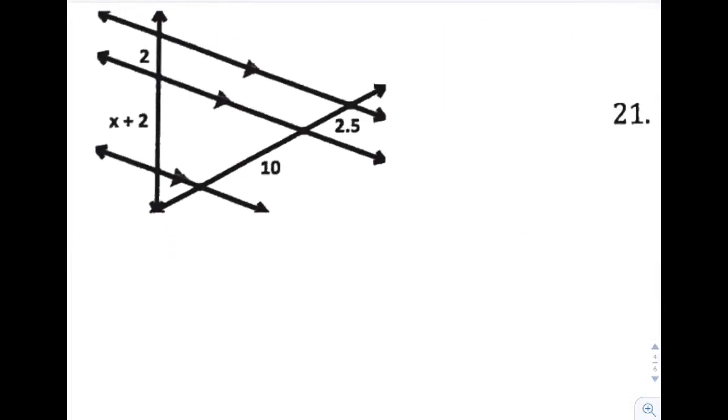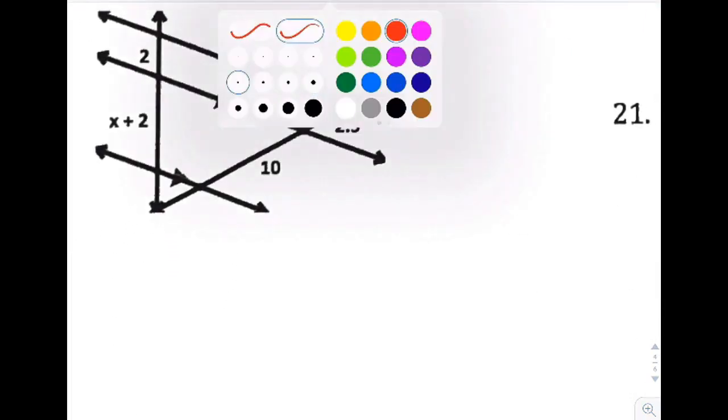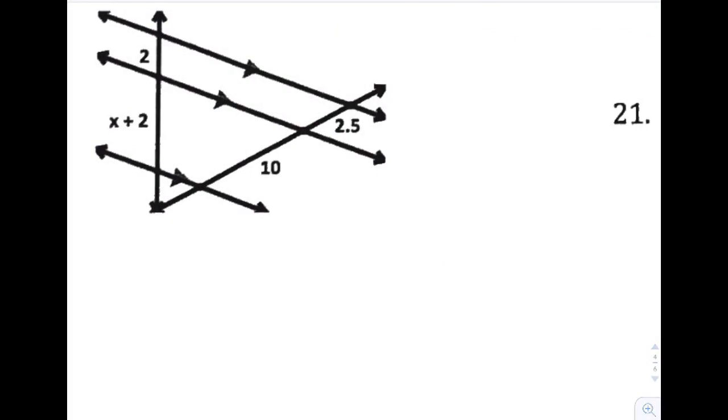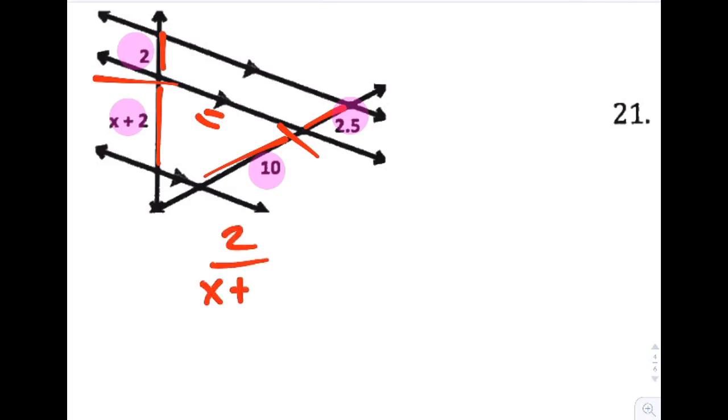This is a side splitter situation. So you have a part over a part equals a part over a part. You're allowed to do that if the lines are parallel and you're dealing with all sides. So you have 2 over x plus 2 equals 2.5 over 10. So it looks just like it looks in the picture when you turn it into an equation. You'll solve from there.